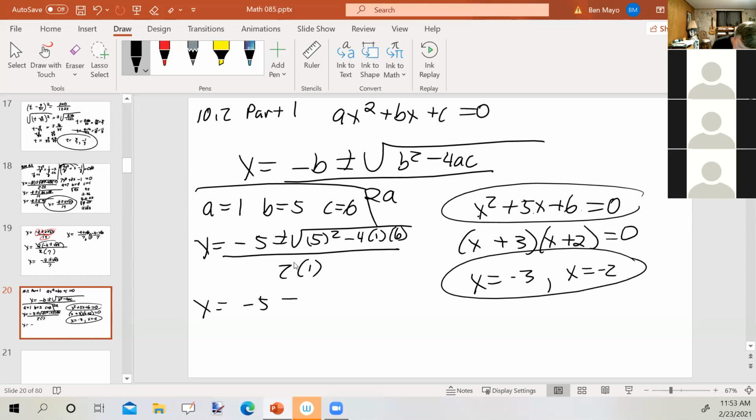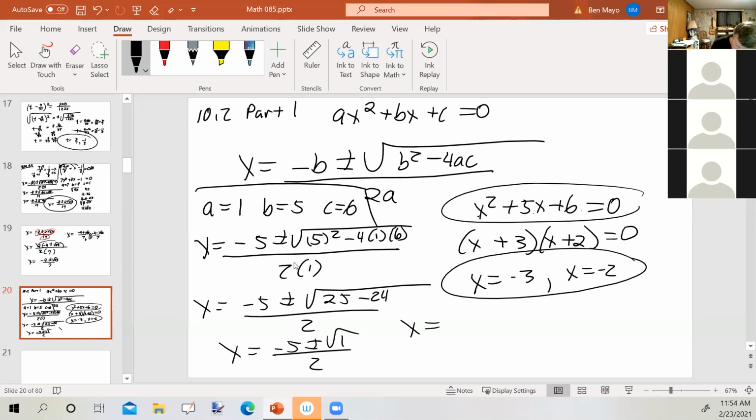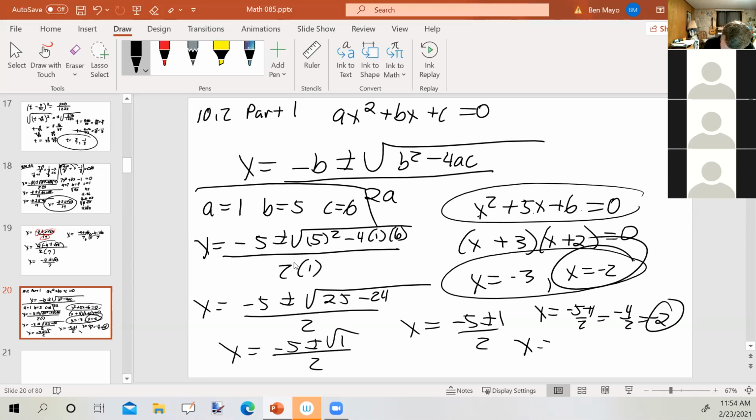X equals -5 plus or minus the square root of 25 minus 4 times 1 times 6, which is -24, all over 2. X equals -5 plus or minus the square root of 1 all over 2. The square root of 1 is 1, all over 2. So x is -5 plus 1 over 2, which is -4 over 2, which is -2. There's that solution. X is -5 minus 1 over 2, that's -6 over 2, which is -3.